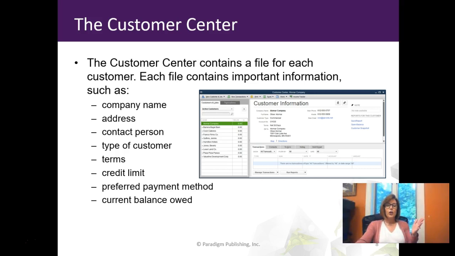Here is a screenshot of what the Customer Center looks like, and we'll hop over to the live version shortly. It has all the basic data that you would want to see at a glance about the customer: name, address, who their contact person is, what kind of customer, what their payment terms are, do they have a credit limit, if so, what is it, what's their preferred payment method, and what do they currently owe us. So this is basically all of the snapshot information that shows up right here on the customer screen.